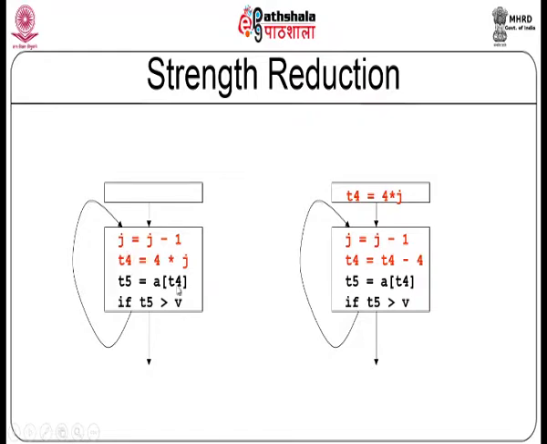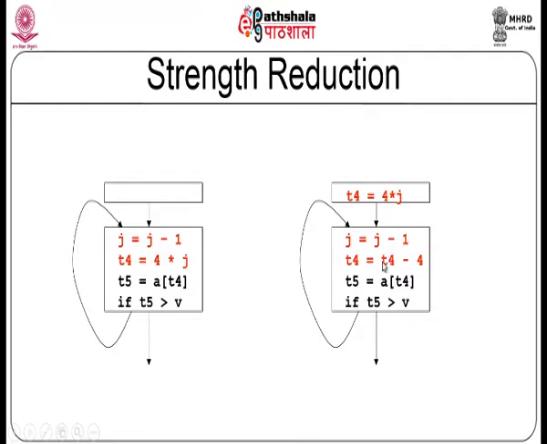So, what I can do is I can convert this multiplication, I can do this outside, and then I can decrement j, and then I can simply say T4 is equal to T4 minus 4, because the first time, for example, j is equal to 10, this 4 into j will be 40. Next time j becomes 9, so 4 into 9 will be 36. So the value of T4 gets reduced by 4. So I am incorporating that here, T4 is equal to T4 minus 4.